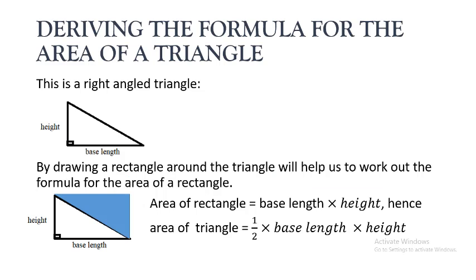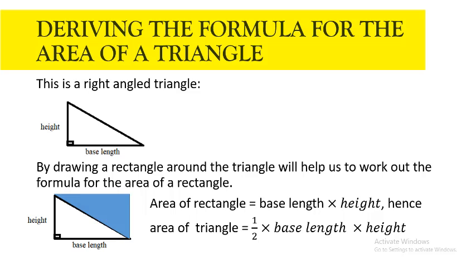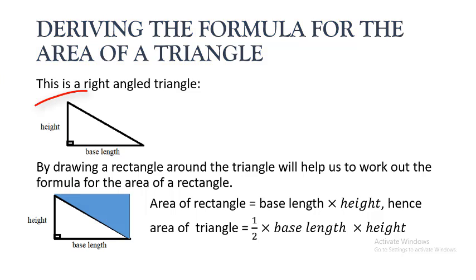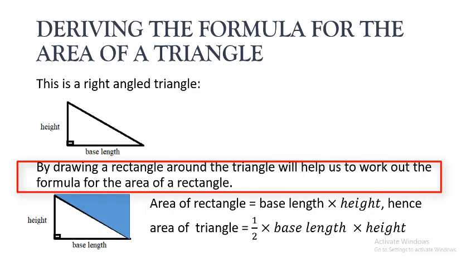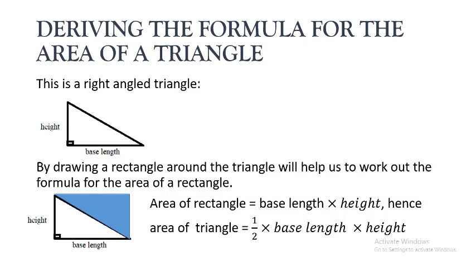So let us see, how do we derive the formula for the area of a triangle? Here we have a triangle. This is a right angled triangle, that means one angle is 90 degrees. We have the base length, and then we have the height. That is a triangle. Now we are saying that drawing a rectangle around the triangle will help us to work out the formula for the area of a triangle.